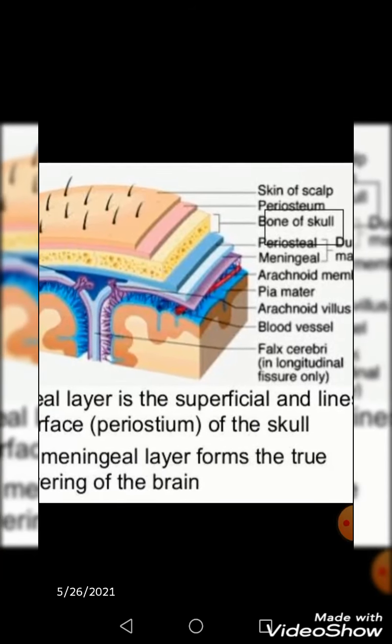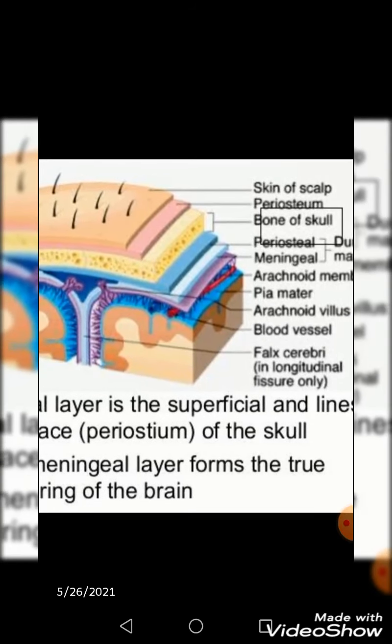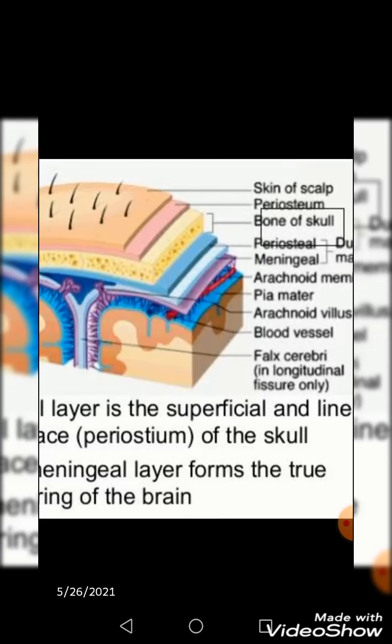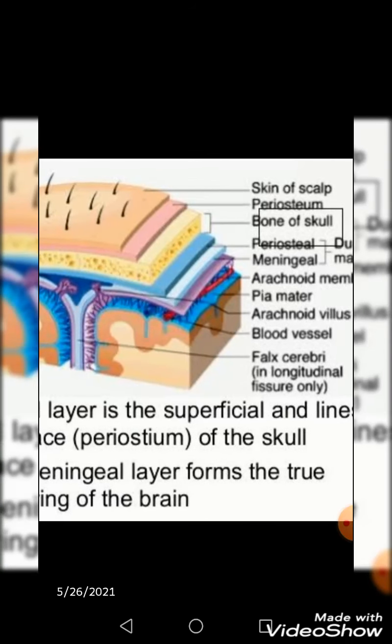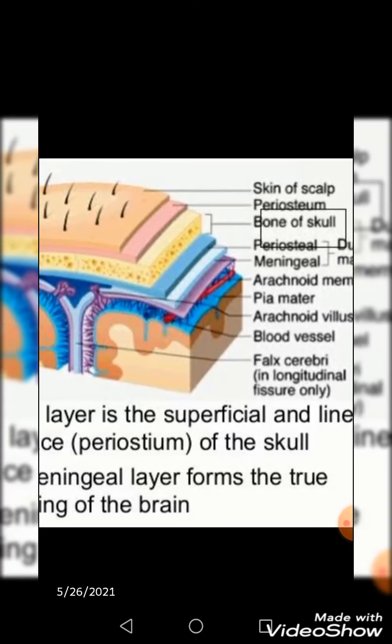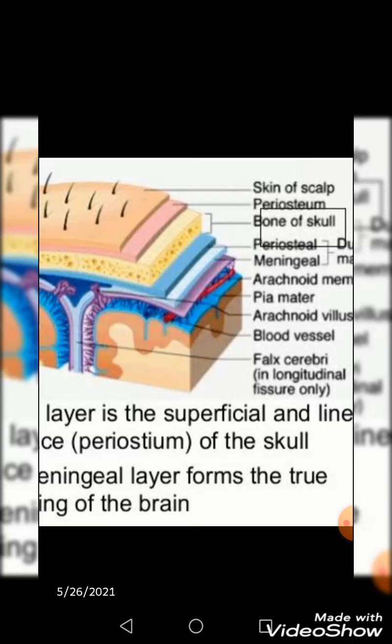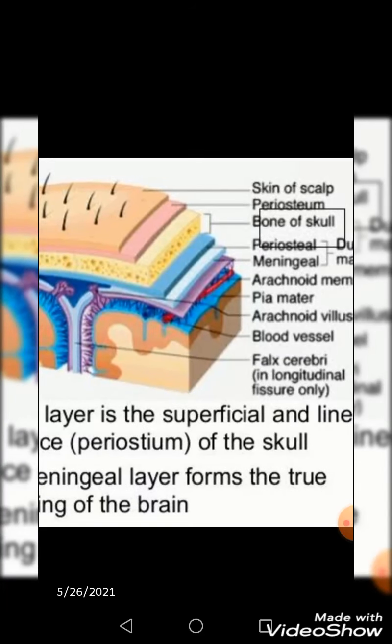You can see that it has two layers. The external called the periosteal layer, just adherent to the bone of the skull along with its periosteum, right? Then it has the inner meningeal layer. The darker blue is the periosteal layer and the light blue is the meningeal layer.